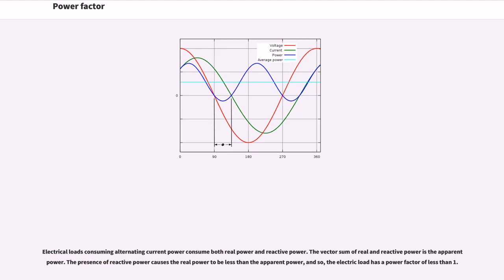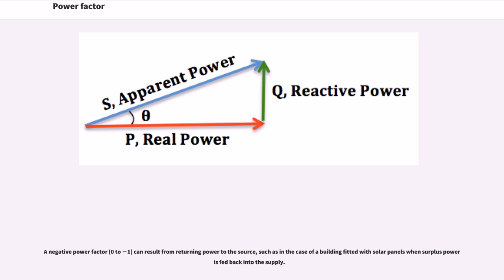Electrical loads consuming alternating current power consume both real power and reactive power. The vector sum of real and reactive power is the apparent power. The presence of reactive power causes the real power to be less than the apparent power, and so, the electric load has a power factor of less than 1. A negative power factor can result from returning power to the source, such as in the case of a building fitted with solar panels when surplus power is fed back into the supply.